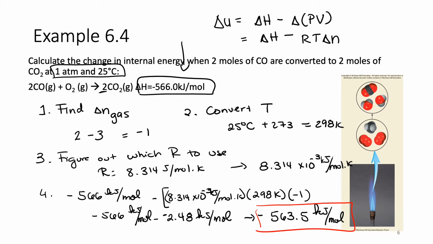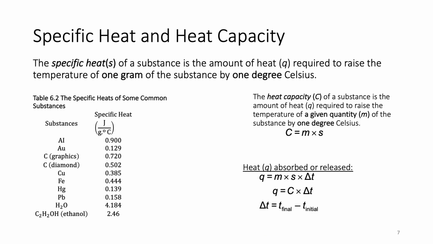So the next part of the chapter is going to deal with calorimetry. And calorimetry is how we measure heat being changed. You may see this in the lab this week. You may have seen it already. My specific heat is going to help me figure out how much heat I can absorb or how much heat I am going to generate. So the specific heat of a substance is how much heat I have to add in order to raise the temperature of 1 gram of a substance by 1 degree Celsius.